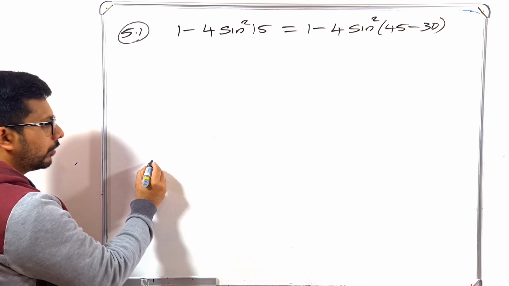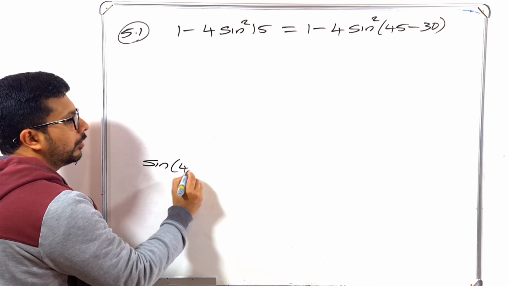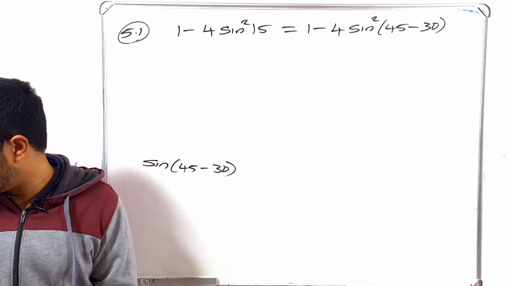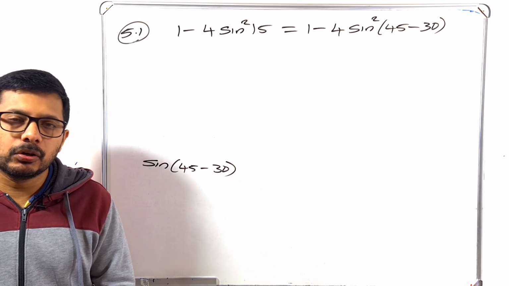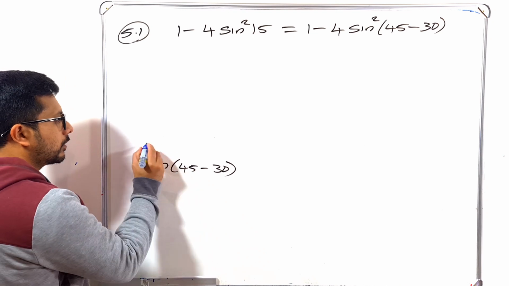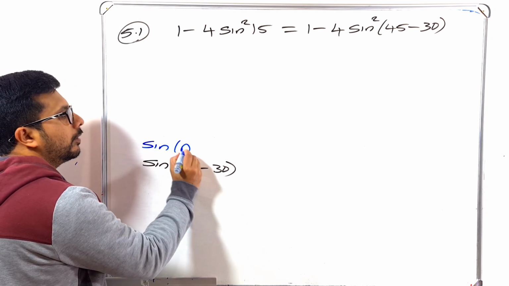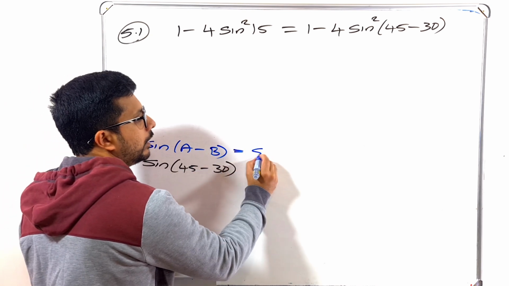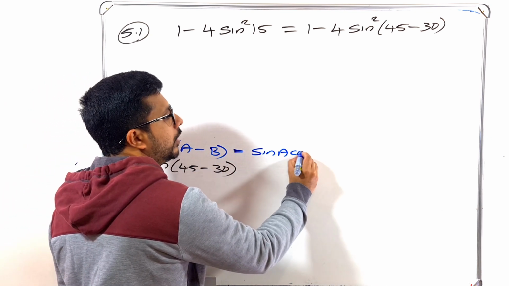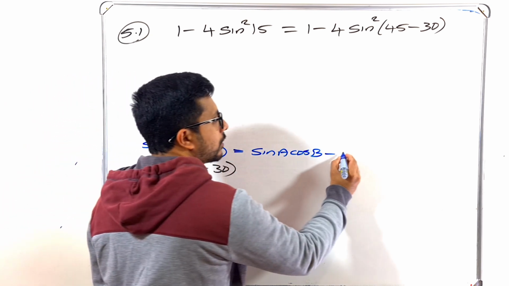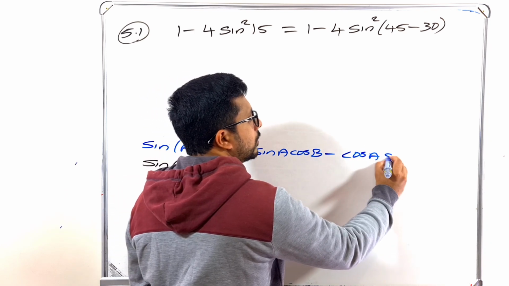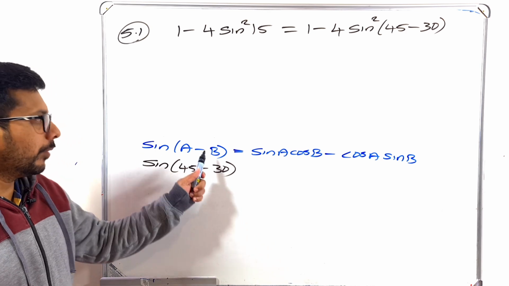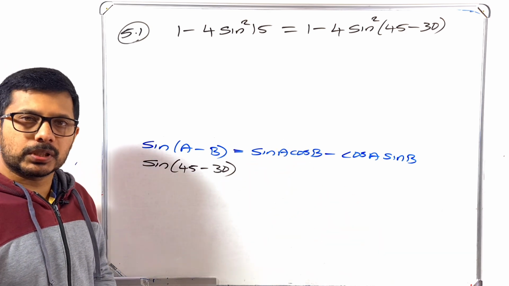What is sine of 45 minus 30? How can you expand this one? You studied a formula like that. Do you remember that formula? Sine of a minus b. What is the expansion for this formula? Sine a cos b minus cos a sin b. Isn't it so? This is the formula that you studied. Sine of a minus b is sine a cos b minus cos a sin b.